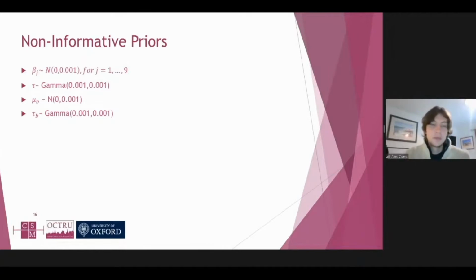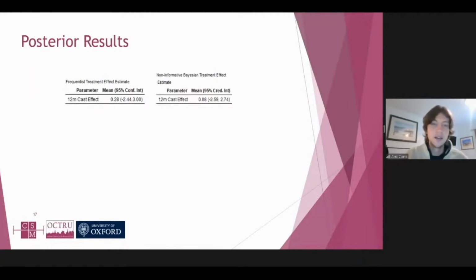So when we run this, I ran this in OpenBUGS doing 200,000 iterations, and these are the results that I got. I've suppressed all the other output, and I'm just going to focus on the 12-month cast effect. On the left-hand side is our frequentist estimate, and on the right-hand side is our non-informative Bayesian estimate. You can see that the adjusted mean difference has shifted slightly. It's gone from 0.28 to 0.08, and the credible interval has moved a little bit as well. It's credible interval now, not confidence interval, because we're in the Bayesian world. But the overall take-home message of both of these results is that they're the same, and you'd give the same conclusion. So that's good. That reassures me that I've done my modeling right, and this is what you'd expect.